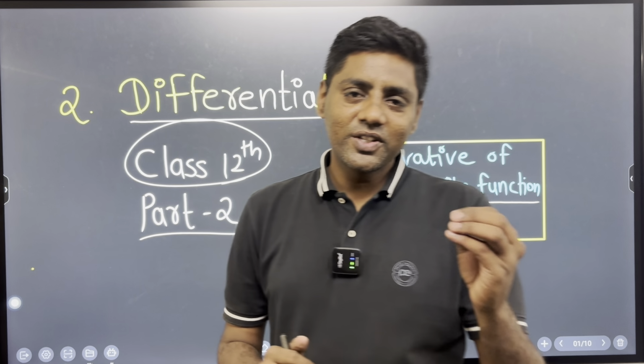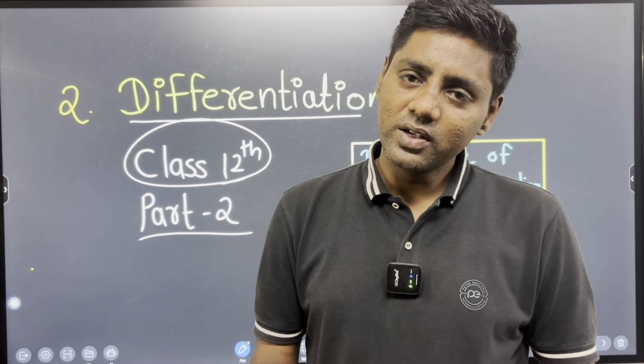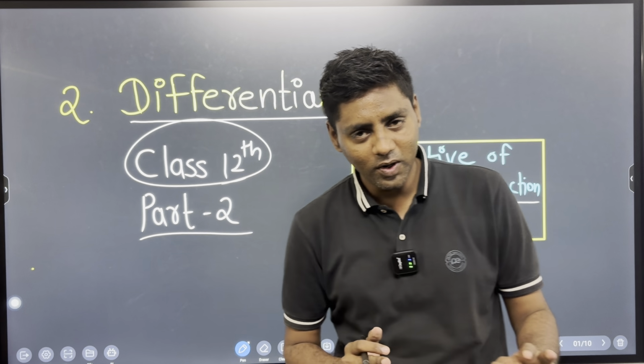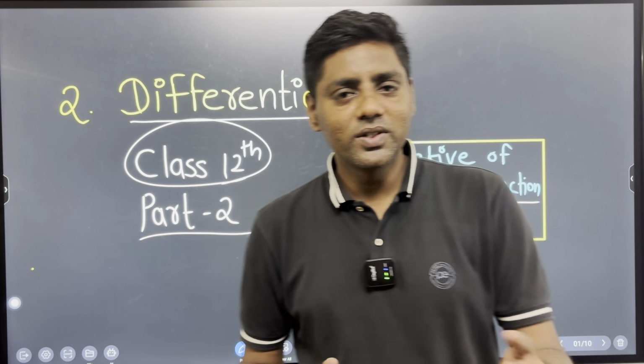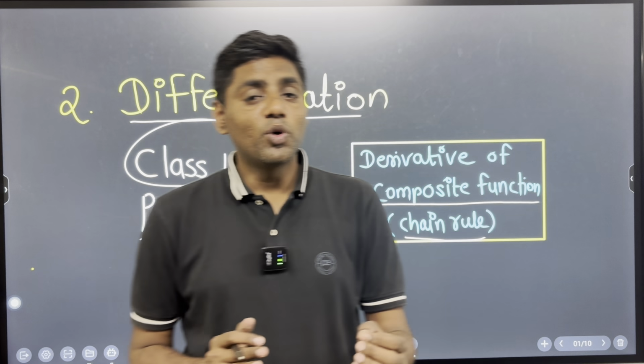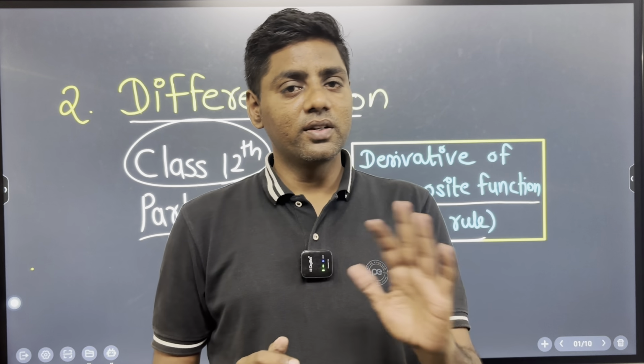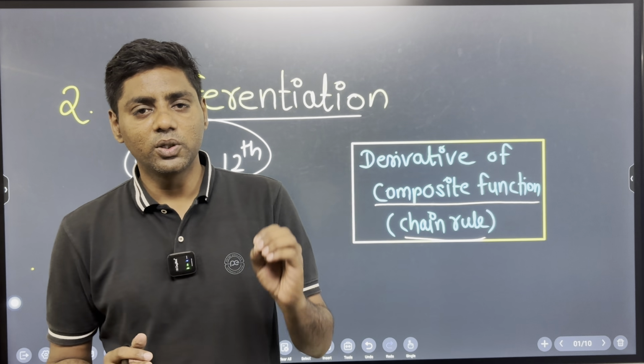The derivative of x raised to n is n into x raised to n minus 1. The derivative of a raised to x is a raised to x into log of a, and the derivative of e raised to x is e raised to x. Most importantly, the derivative of log of x is 1 upon x. The derivative of a constant is 0. The derivative of root x is 1 by 2 root x.